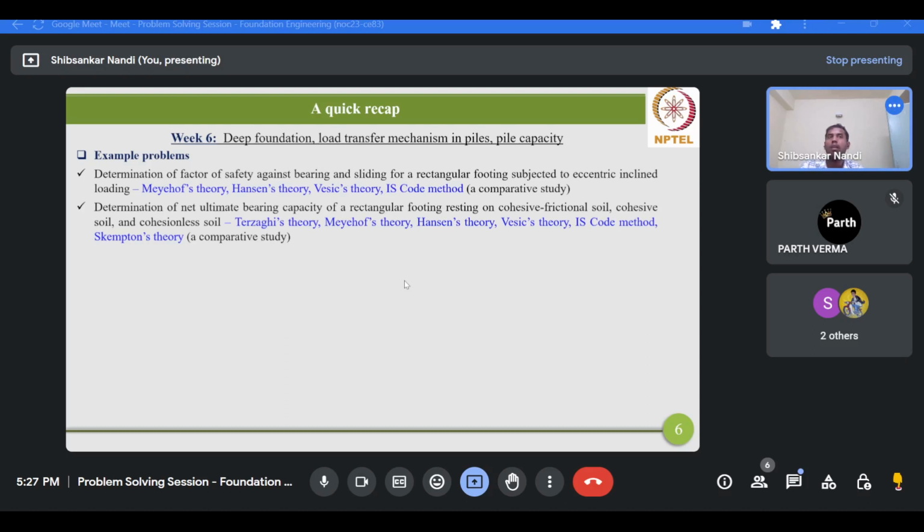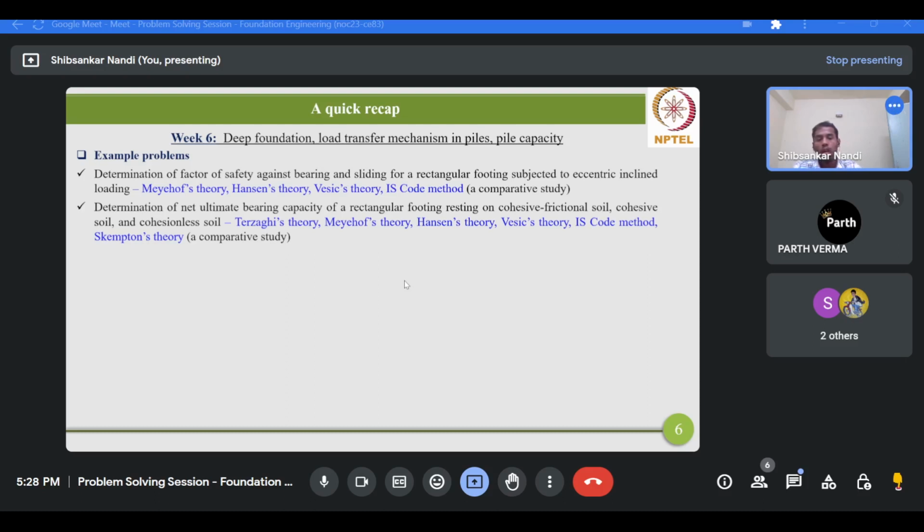I think in the last session, some of you asked in which kind of soil, purely cohesive or purely cohesionless, the bearing capacity would be maximum or higher. So through this problem I think your question is answered. As you can see, for cohesionless soil we have got the higher net ultimate bearing capacity, considering all these bearing capacity theories: Terzaghi's, Meyerhof, Hansen's, Vesic's, and IS code.